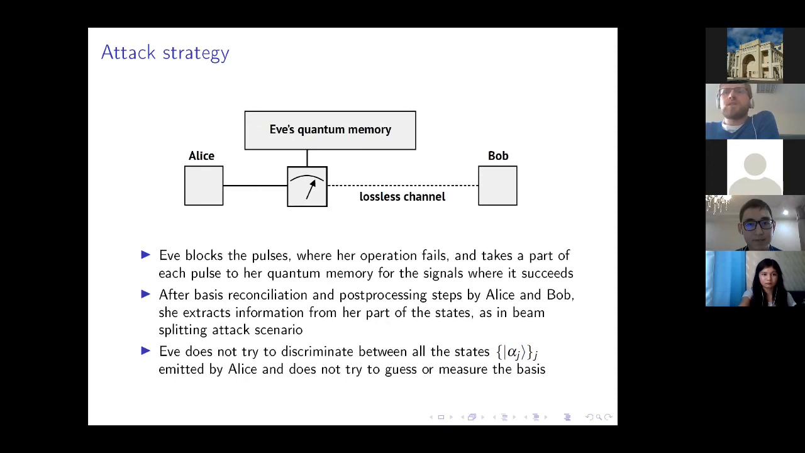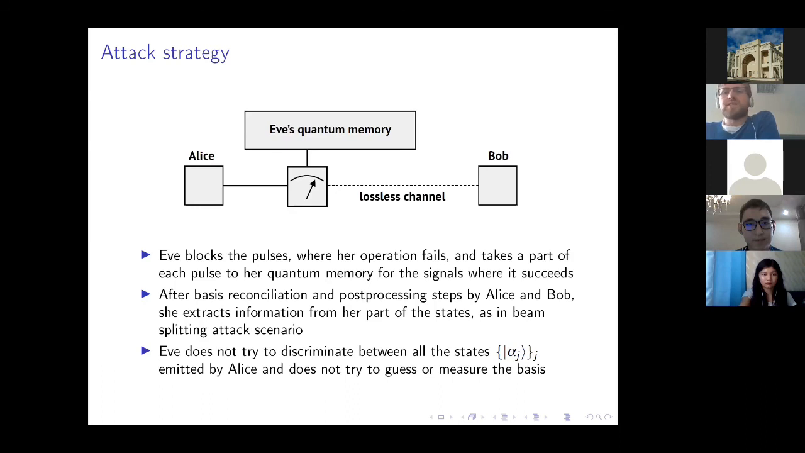After basis reconciliation and post-processing steps by Alice and Bob, Eve extracts information from her part of the states which are in her quantum memory, like in the beam splitting attack scenario. At the moment of attack, Eve does not try to discriminate between all the states, which uses a lot of resources for Eve, it is a very expensive operation, and does not try to guess the basis.